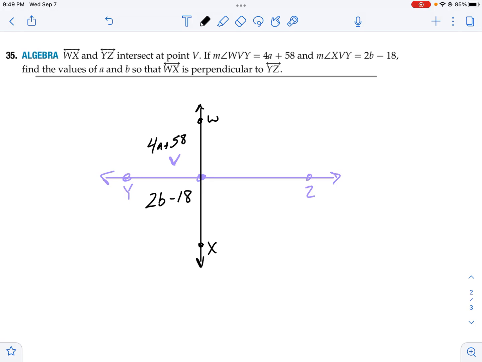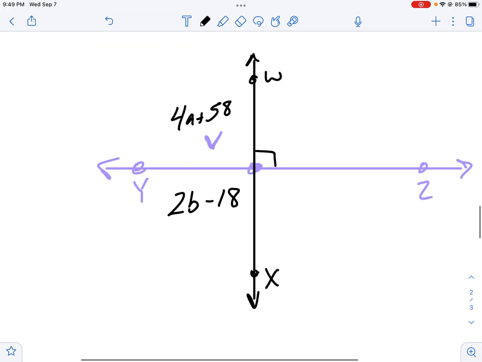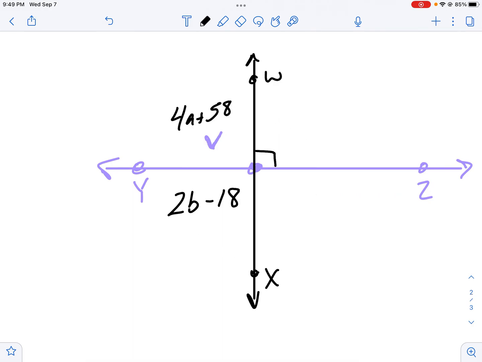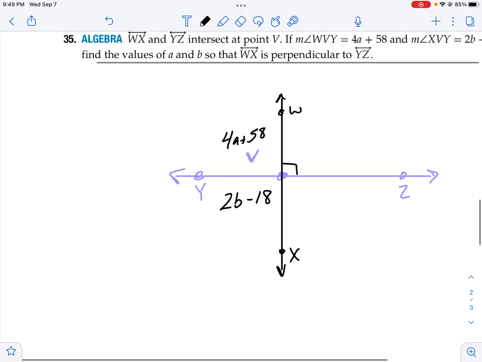Well, what does perpendicular mean? It means they make a right angle. So all of these should be right angles, which means that I can just set this equal to 90, and I could set this equal to 90 and solve. But I need to know what that vocabulary word perpendicular means, and I need to know how to set up that equation by that definition of perpendicular.